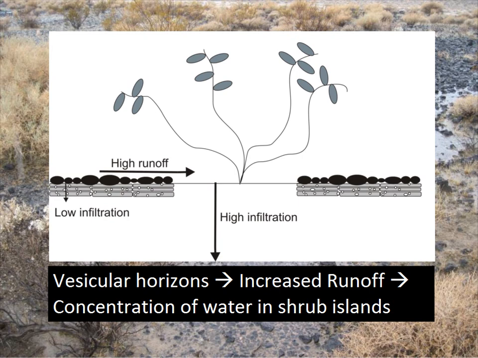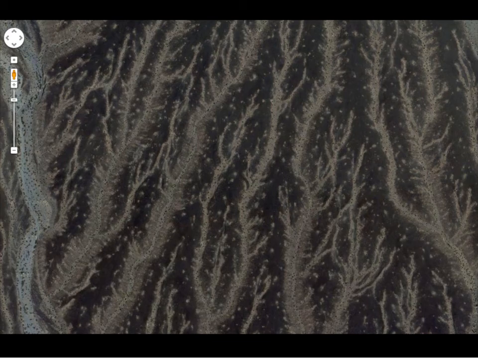So what's going on is that we have low infiltration rates between the shrubs in the interspace areas and high infiltration rates beneath the shrubs. So there tends to be runoff and concentration of water in the shrub islands. So this helps to support the natural pattern of plant growth in the desert landscape.